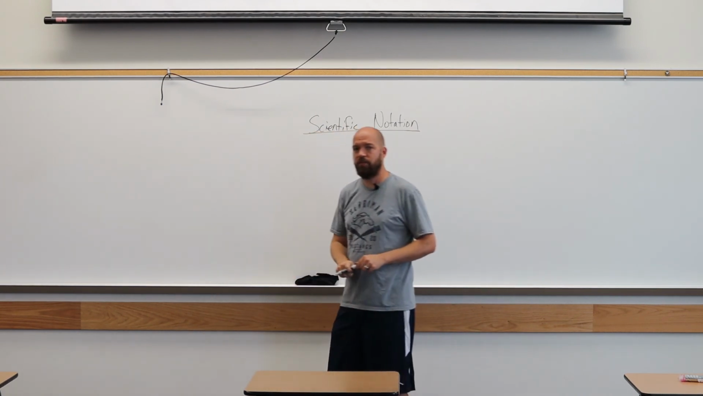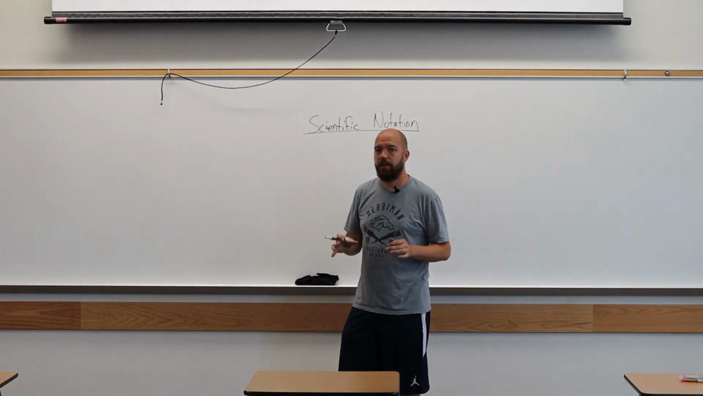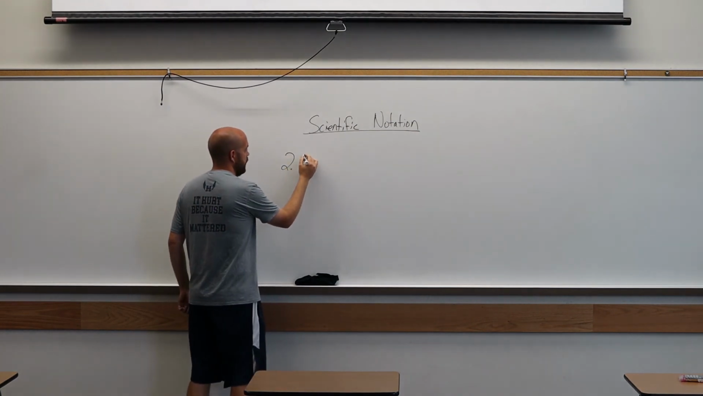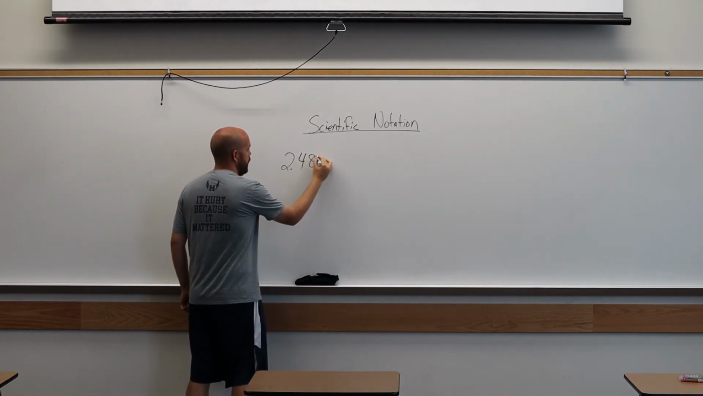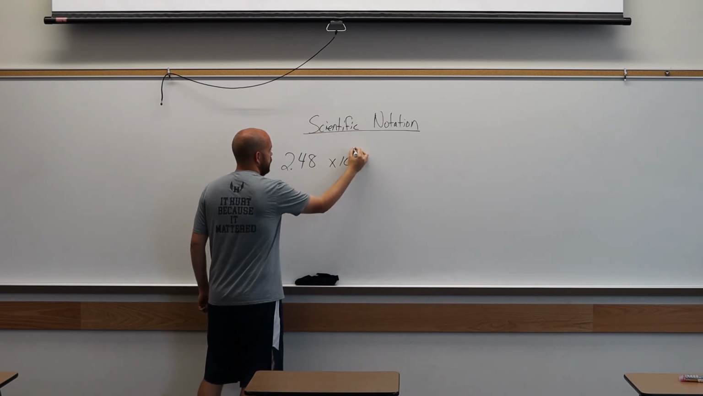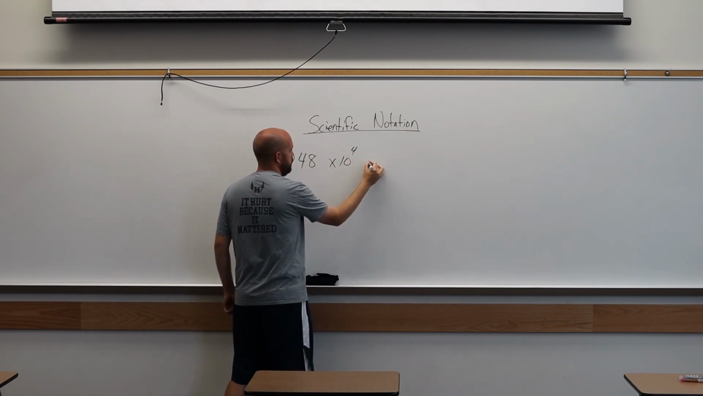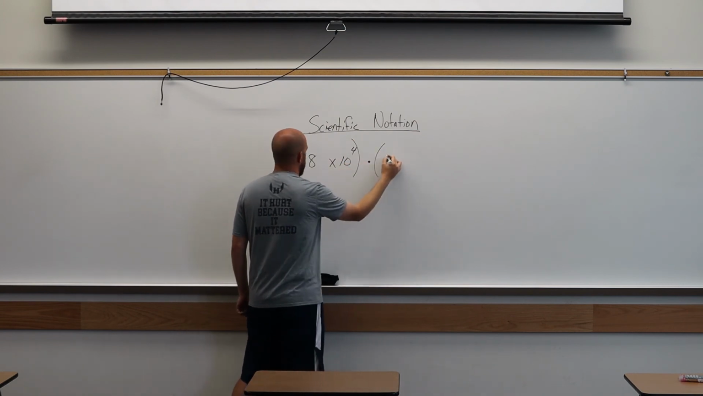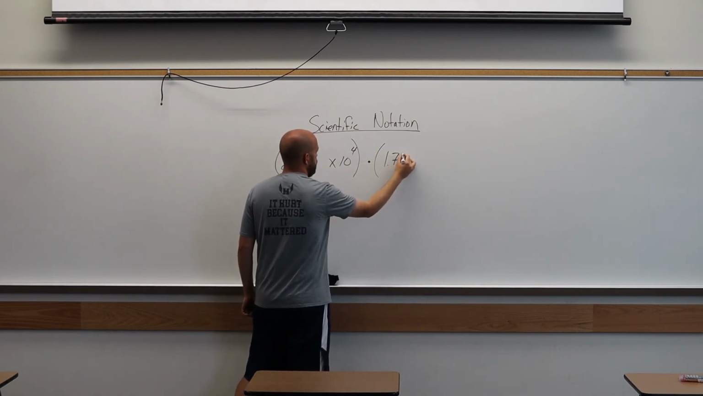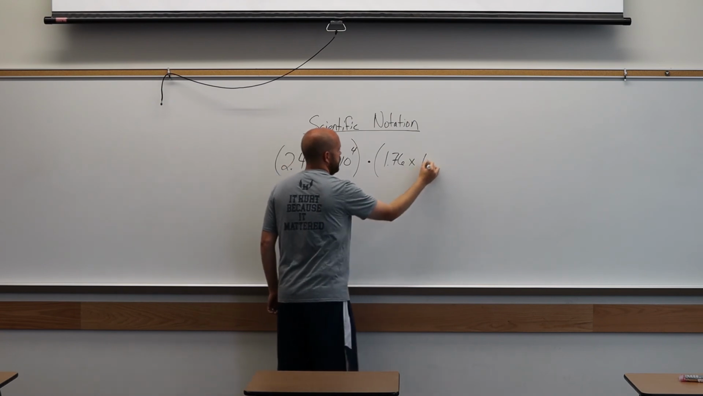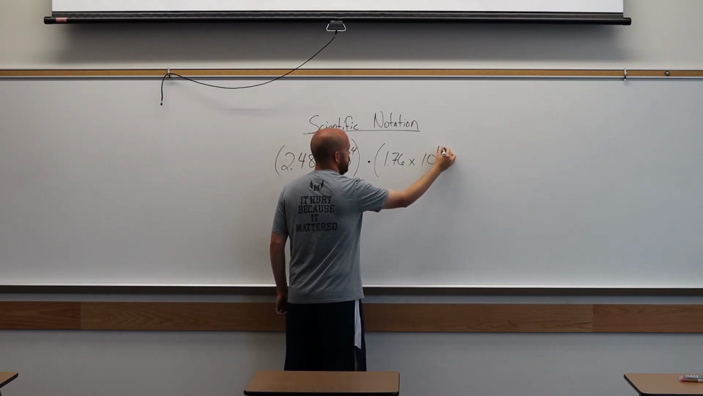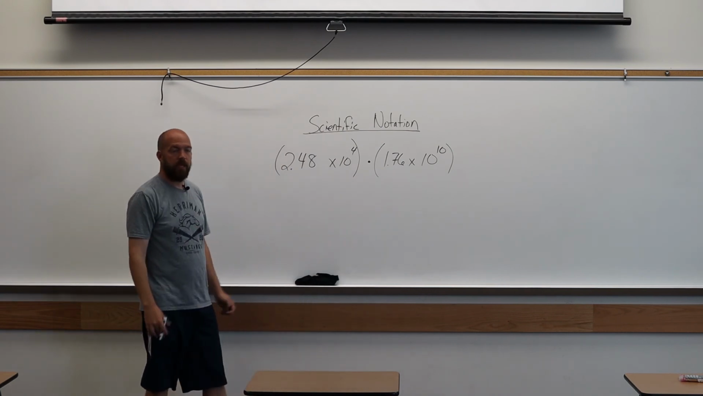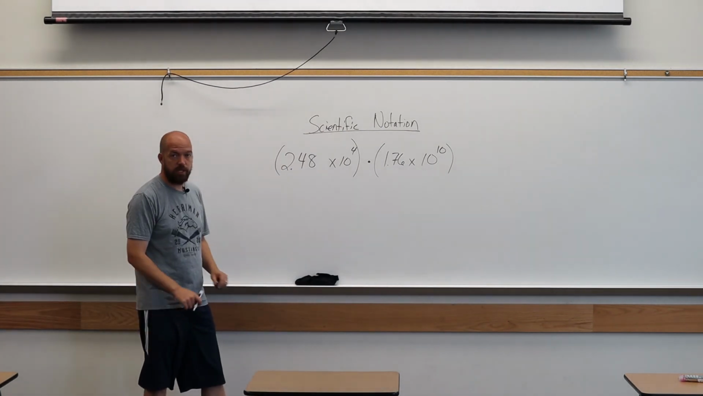So what happens if we multiply two scientific notation numbers together? So we've got, and I'm going to need a calculator on this, 2.48 times 10 to the 4th power times, and in fact, I'll put this in parentheses, 1.76 times 10 to the 10th power. Okay, so we got to multiply these two scientific notations together.